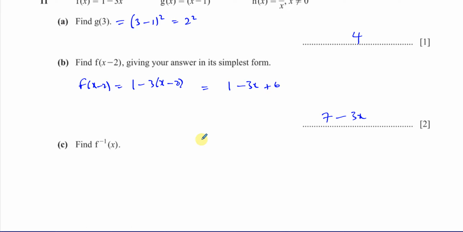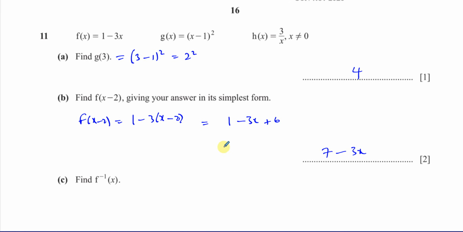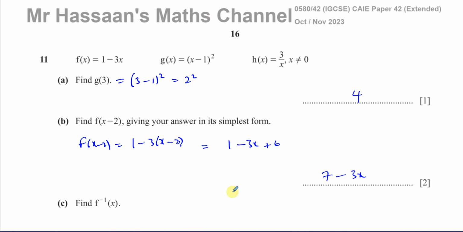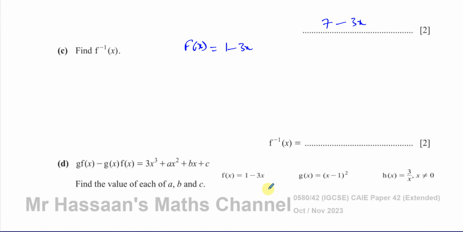Then part C says find the inverse of the function f. Okay, so we know that the function f of x, the original function, is 1 minus 3x. They're asking us here to find the inverse. To find the inverse, the first step is to let y be the same as f of x. So I'm going to call this y equals 1 minus 3x.